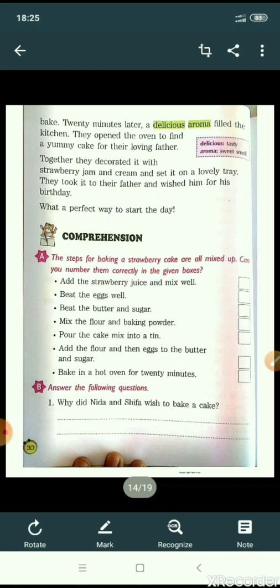Then Nida added flour and the beaten eggs to the mixture. Shifa then added a cup of fresh strawberry juice as they were making strawberry cake. Then she stirred the whole mixture very well to mix it well.